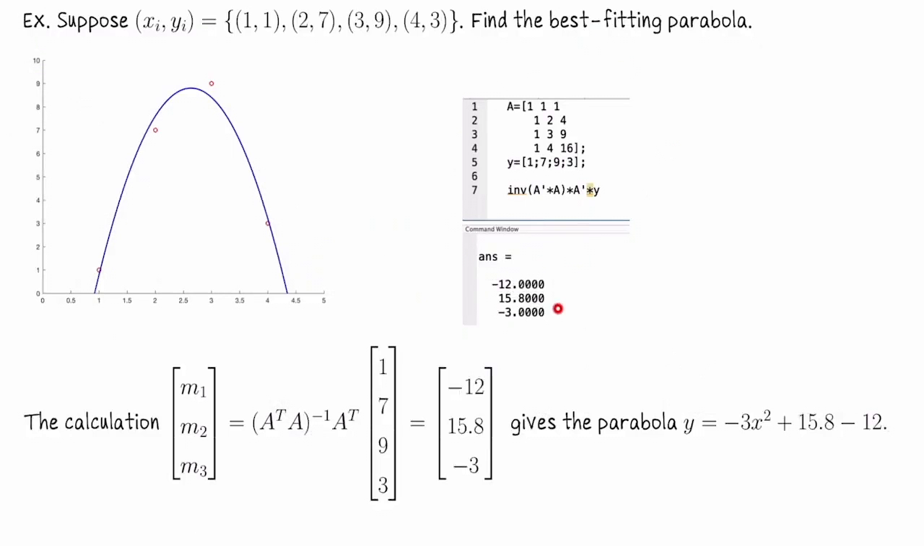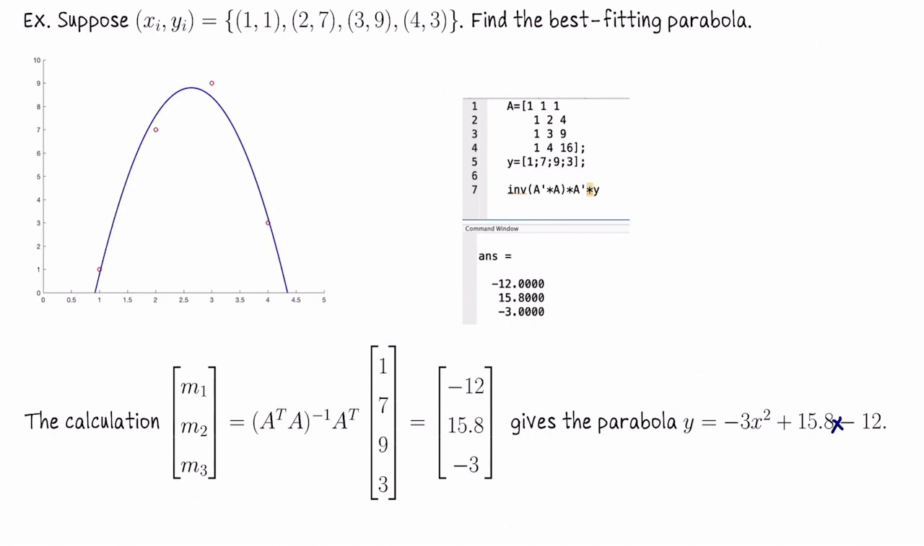Okay, so this calculation we did in MATLAB gives us the coefficients. I've plotted the parabola here. You could always graph that in MATLAB at this point if you wanted to. So our best fitting parabola is y equals -3x squared plus 15.8x minus 12.